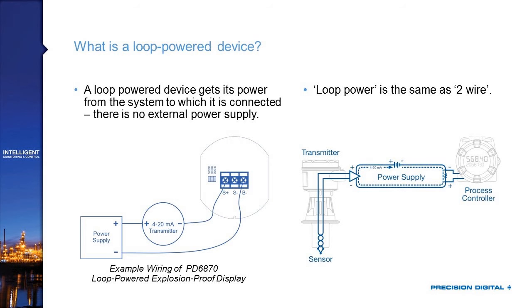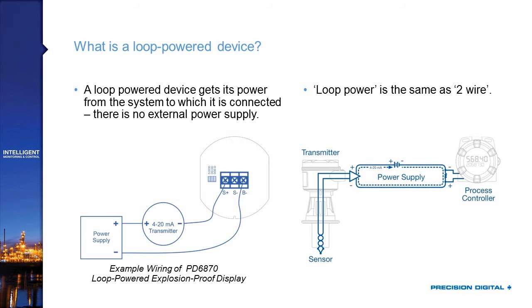Great. Thanks, Ryan. So the first question we've really got to answer if we're going to talk about the fundamentals of loop power devices is, what is a loop power device? A loop power device gets its power from the system that it's connected to. It reads the signal and is powered by that same signal line. There is no external power supply needed.